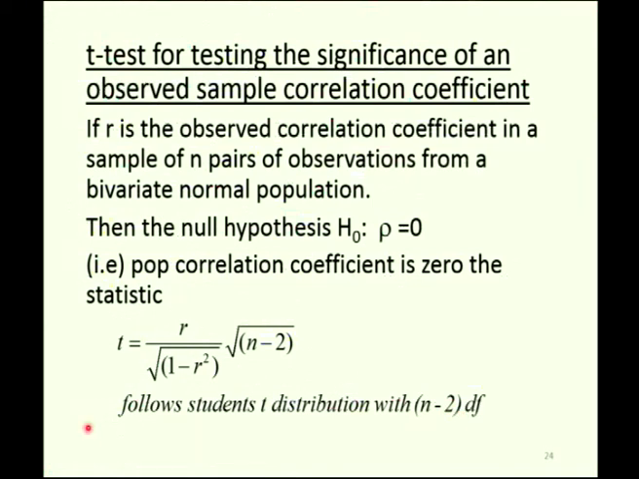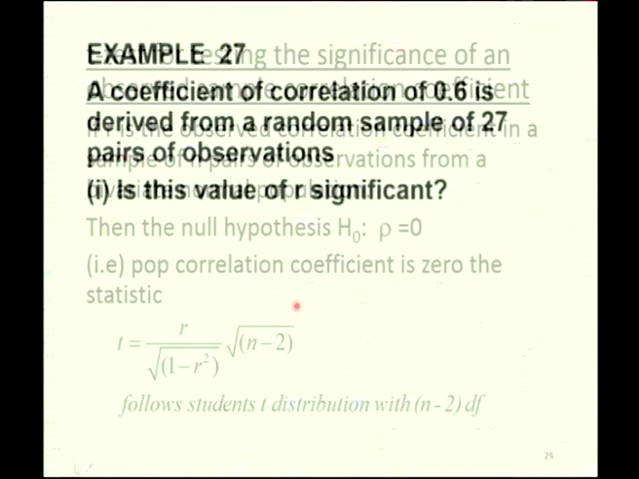So, here the procedure is also given. You have to set up H naught as rho is equal to 0 against H1 appropriately, whether not equal to 0, greater than 0 or lesser than 0. Then the third step is level of significance and degrees of freedom. The degrees of freedom is given by the formula n minus 2, and step 4 is the computation of the statistic given by the formula R divided by root of 1 minus R square into root of n minus 2. Now, we will do this problem.